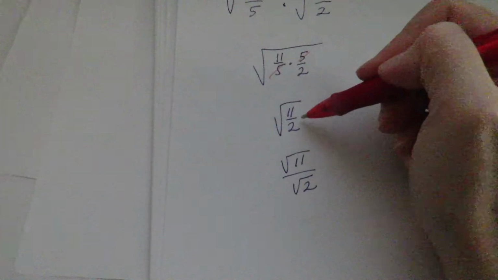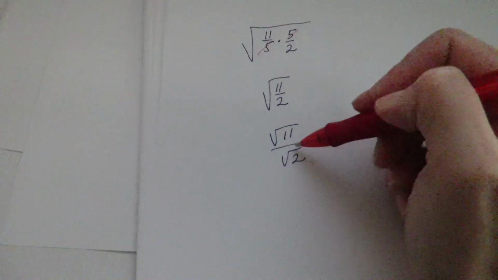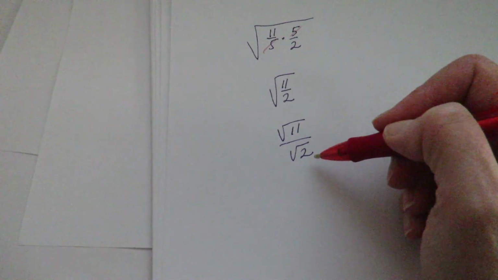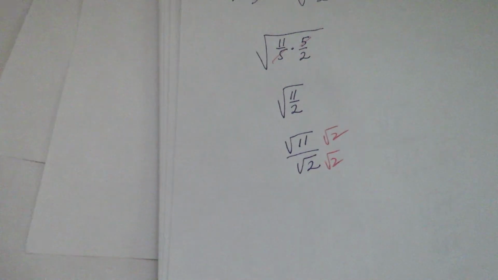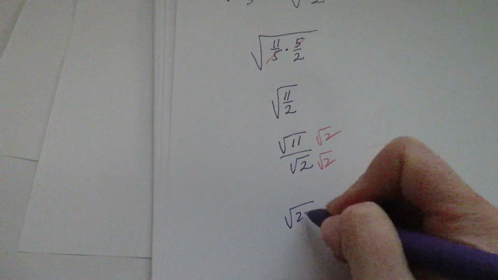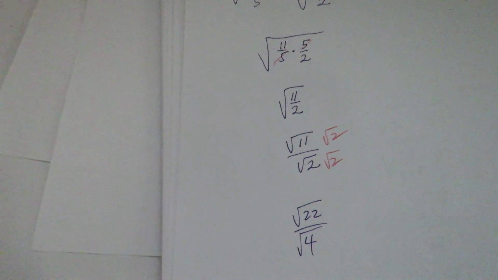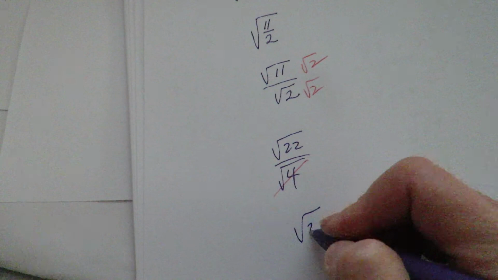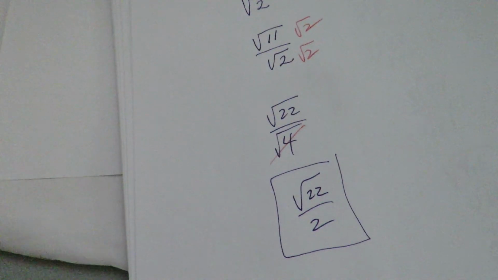Okay, so you cannot have a final answer with a fraction under a radical. And once you break it, you cannot have a final answer with a radical in the denominator. So now I'm going to make the denominator a perfect square so that it simplifies out. And that's that. That's the final answer then.